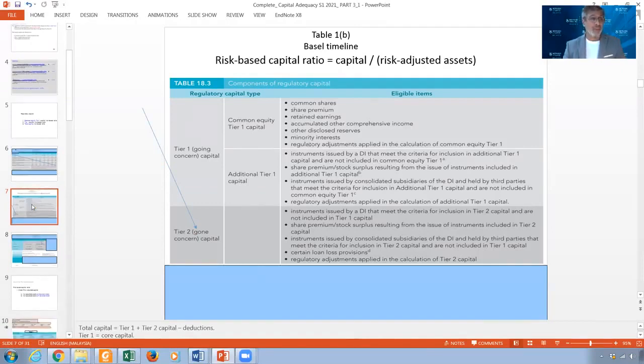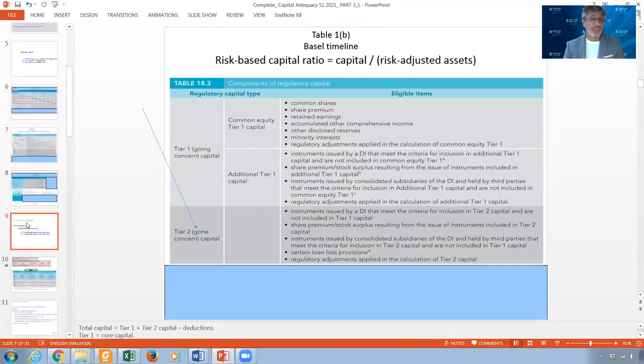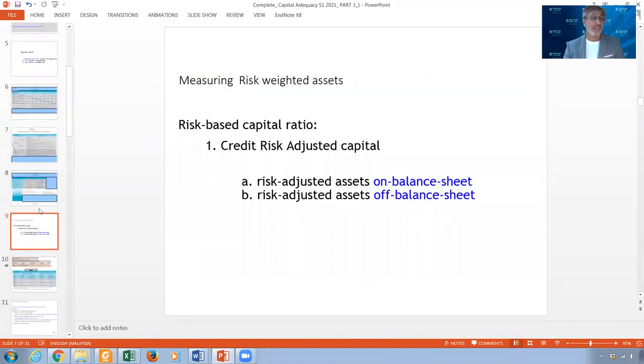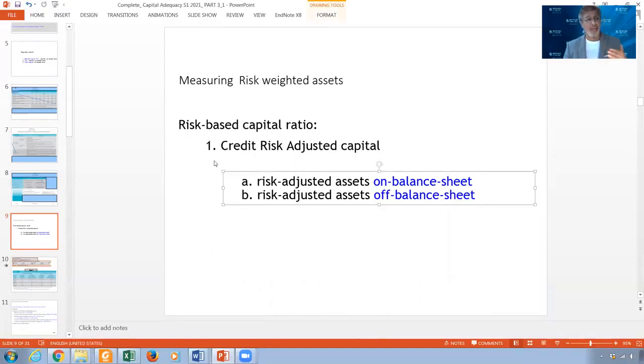Now, your problem, which is actually not a problem, but it's much work, is the denominator. The denominator has credit risk, market risk, operational risk, interest rate risk, and securitization risk. Remember, when we talk about all of those, we have to go one by one. In this lecture and on those slides, I will start with the credit risk. And for credit risk, we have two: on balance sheet, and off balance sheet.